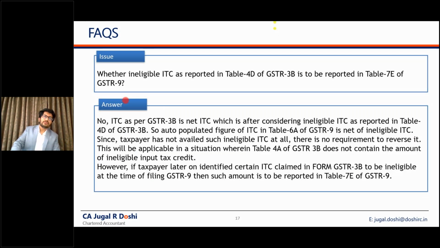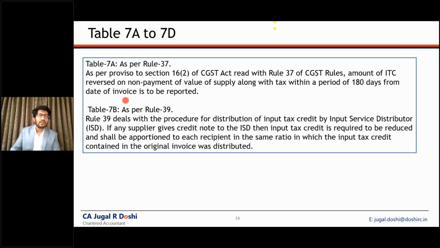So what are these rules? We would go to the rules. Rule 37. Rule 37 talks about reversal on non-payment of value of supply along with tax within a period of 180 days. So as per this rule, if my invoice was of rupees 10 lakhs, tax on the same was 1,80,000, 11,80,000. I have made payment of 5 lakhs only. So I would be eligible proportionate credit of 5 lakh upon 11,80,000.